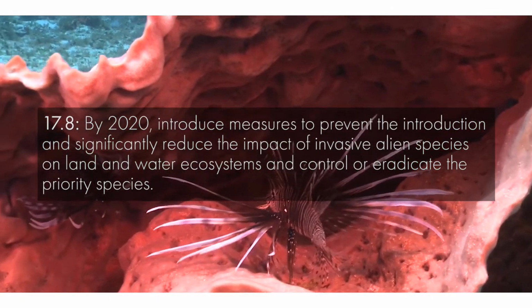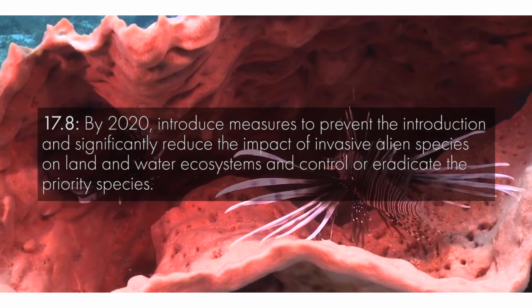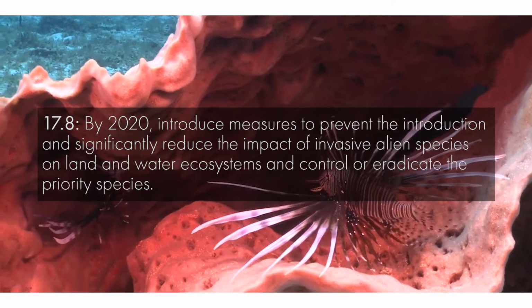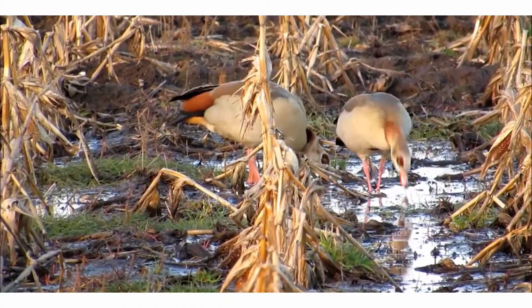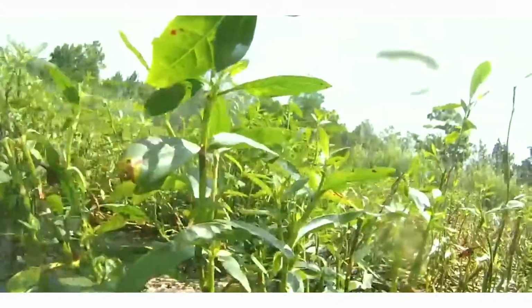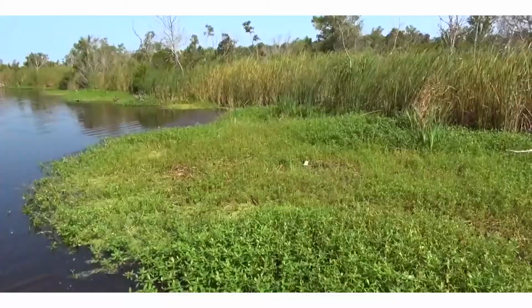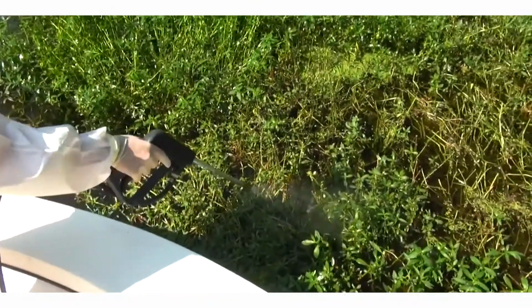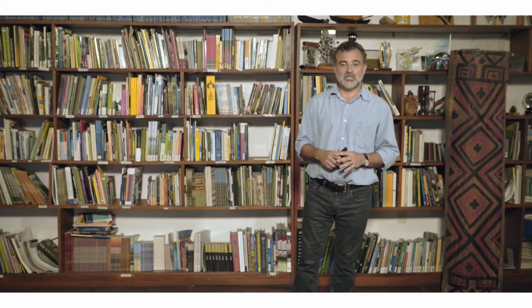Number 8 is by 2020 introduce measures to reduce the impact of invasive alien species, which oftentimes, as a result of travel and movement of materials, create all kinds of disruption in natural ecosystems as a consequence of alien species becoming invasive and displacing native species from those terrestrial ecosystems.